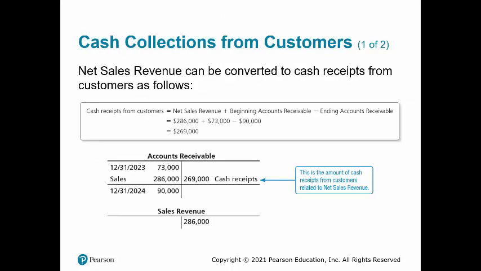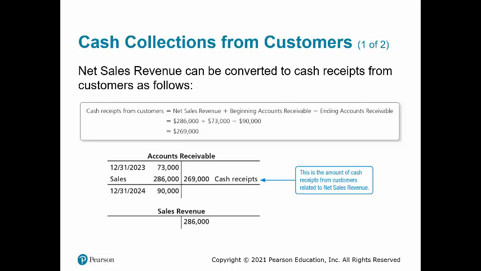When using the direct method, we take each line of the income statement and we convert it from accrual to cash basis. So in essence, the operating activity section of the direct method cash flow statement is really just a cash basis income statement. The first item on the income statement is sales revenue. Sales revenue represents the total of all sales, whether for cash or on account. The balance sheet account related to sales revenue is accounts receivable.